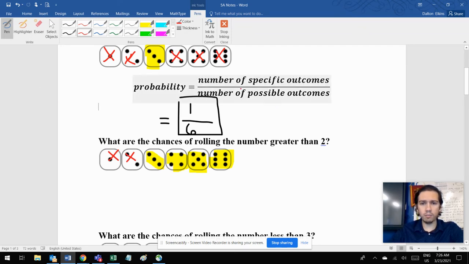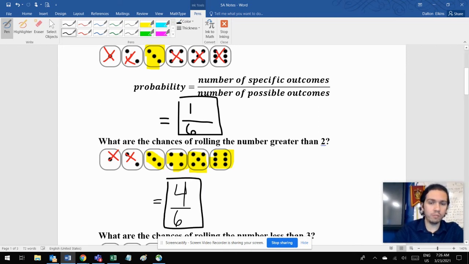So now when I look at the number of specific outcomes, I have 1, 2, 3, 4 outcomes that satisfy this condition, right? So the top of our fraction will be 4. And how many total possible outcomes are there? Well, again, we're rolling a dice. There's only 6 outcomes. So there is a 4 out of 6 chance that we roll a number greater than 2. You can see these two probabilities are different, right? Rolling a 3 is a 1 out of 6 chance. Rolling a number greater than 2, there's a 4 out of 6.